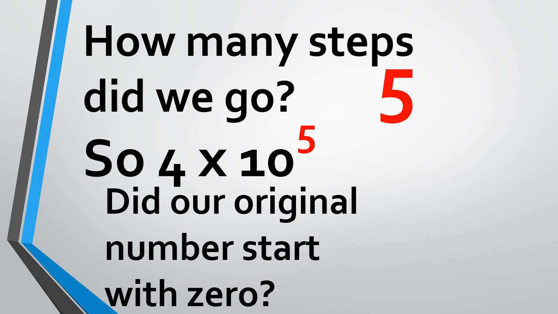Now, did our original number start with 0? Yes. So what does that mean about our exponent? It means our exponent is negative. So that's really important. If you have a very small number, the exponent is going to be negative.